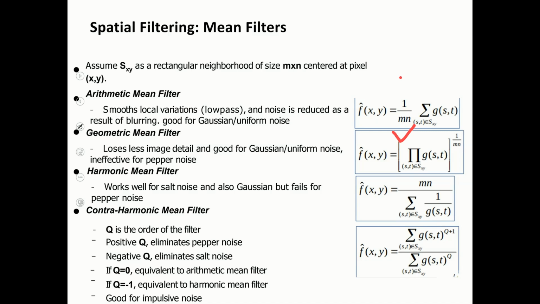So why is it ineffective in case of pepper noise? I know that this is not good for salt and pepper in general, but specifically, pepper noise makes it totally ineffective. Because what is pepper noise? It makes the pixel zero. If the pixel is zero, what will I get here? Zero. Yes, the total term, because of the multiplication, everything becomes zero. That's the problem. That's why it is ineffective for pepper noise.